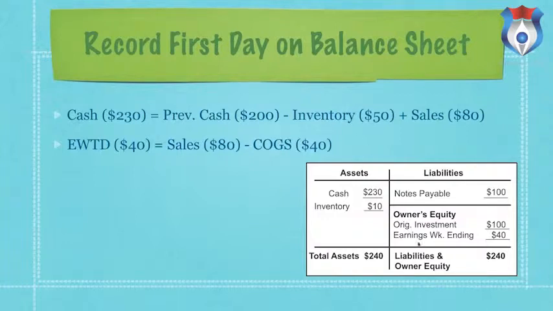Well, you can see down here I have earnings week ending. This is another part of the balance sheet I'm introducing here for the first time. How I was able to calculate this is to take the total number of sales minus the cost of goods sold, which is $40, to get a final earnings week ending of $40. And if you add both of these sides up, you come to the same number, being $240.